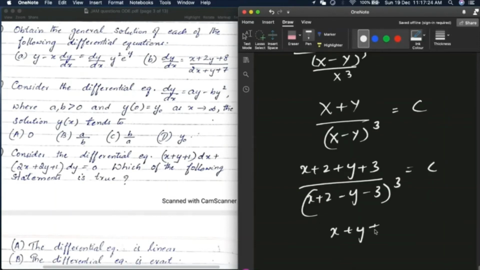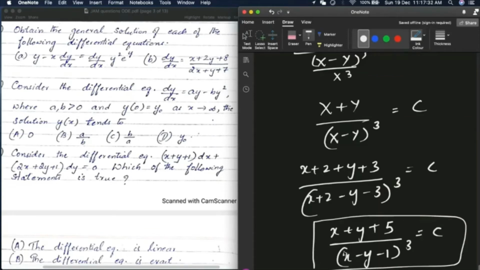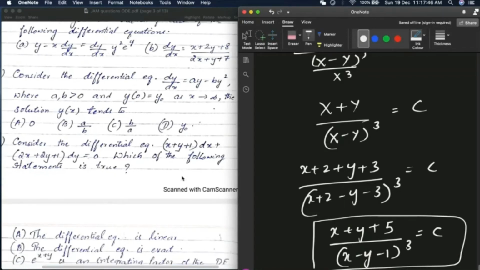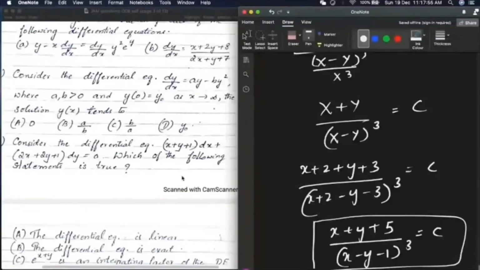So your solution is (x plus y plus 5) by (x minus y minus 1) whole cube is equal to c. My God, such a lengthy part. Next problem, consider the differential equation dy by dx is equal to ay minus by square. Can you identify now what kind of differential equation is it? Bernoulli, ma'am. Yeah, Bernoulli. That means reducible to linear, yes. Absolutely.